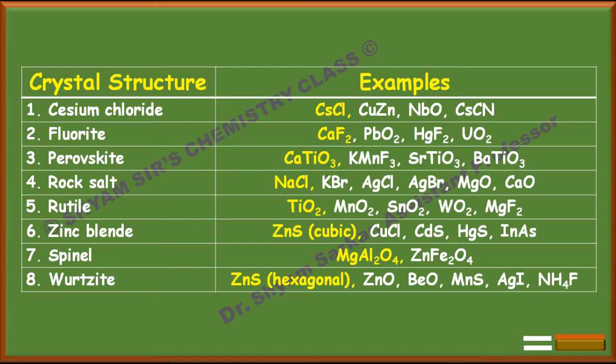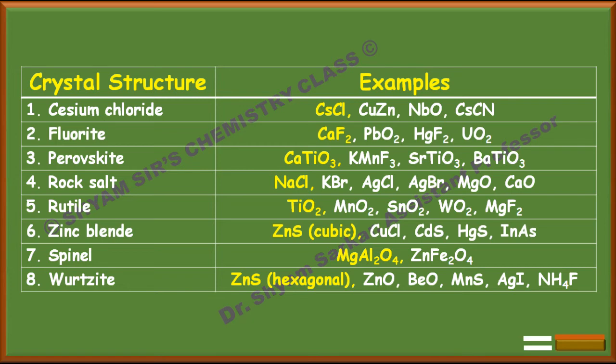So number 3, the perovskite structure. Perovskite means automatically calcium titanate, CaTiO3. So this is the characteristic compound of the perovskite structure. That means this is the standard structure, of which we can say, okay, this is perovskite. Similar to that, KMnF3, SrTiO3, BaTiO3, all these are perovskite structures. And next, the rock salt structure, the fourth one.